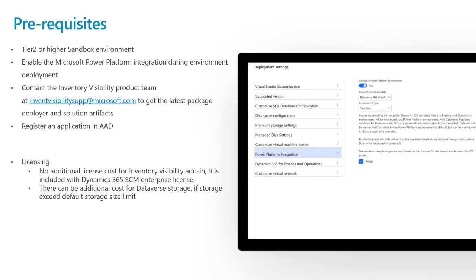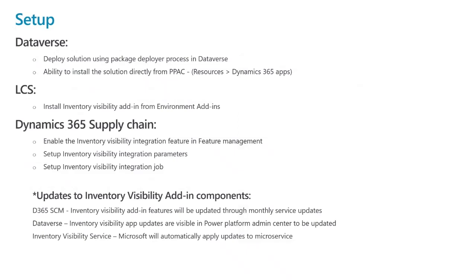Okay, so once you have these prerequisites, then you will be following these steps in order to deploy the inventory visibility service. So very first thing which you can do after you have deployed the D365 SCM environment and you have deployed the Power Platform or Dataverse environment, and you have to make sure that they are linked correctly. Once that is done, you can go ahead and deploy the inventory visibility service application on the Dataverse side. As I mentioned previously, you can do that two ways.